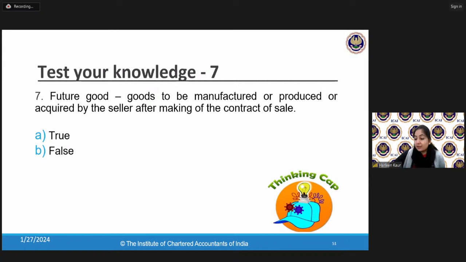Future goods are the goods to be manufactured or produced or acquired by the seller after making the contract of sale. True or false? Please read it very carefully. Future goods are to be manufactured, produced, or acquired after making the contract of sale.